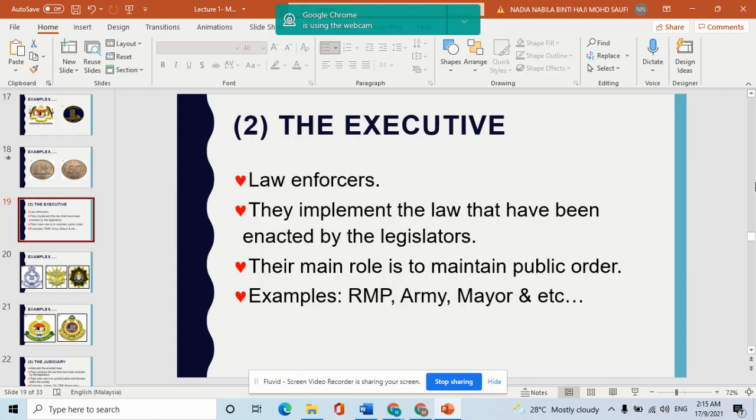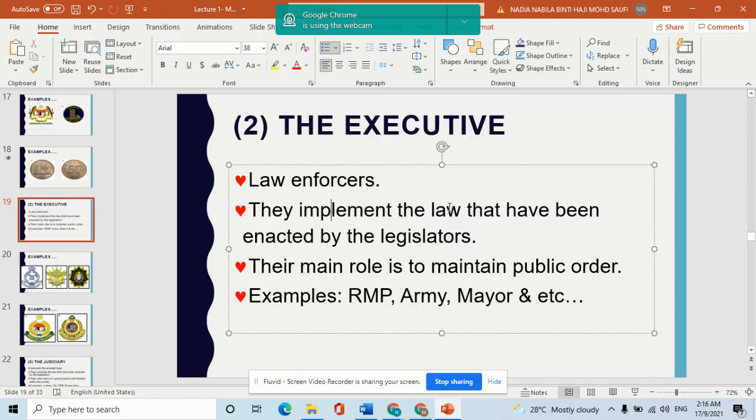Second is the executive. Who are the executive? As I stated earlier, the law enforcers. They implement the law. This is the keyword. They implement the laws that have been enacted by the legislator. So their main role is to maintain public order or public security. Examples of this executive body are the RMP, Royal Malaysian Police, the Army, the Mayor, and uniformed units.